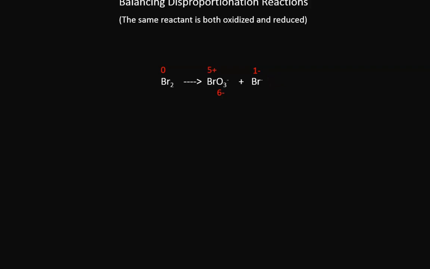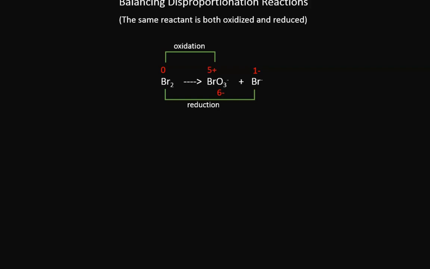Those bromine atoms whose oxidation state increased from 0 to 5+ underwent oxidation, and those whose oxidation state was reduced from 0 to 1- underwent reduction.